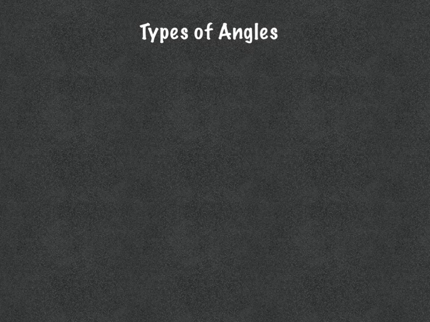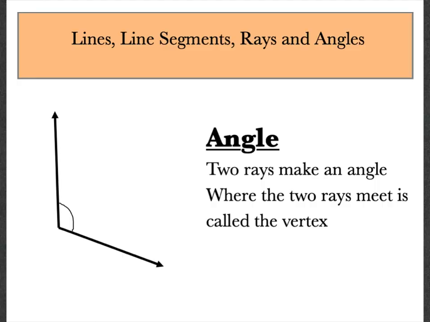Okay, today we're going to talk about types of angles. Part of this is that we need to do a couple of different definitions just to talk about what types of angles there are, and then we'll talk about naming them. So an angle, by definition, is two rays that come together, and where they come together is a vertex.